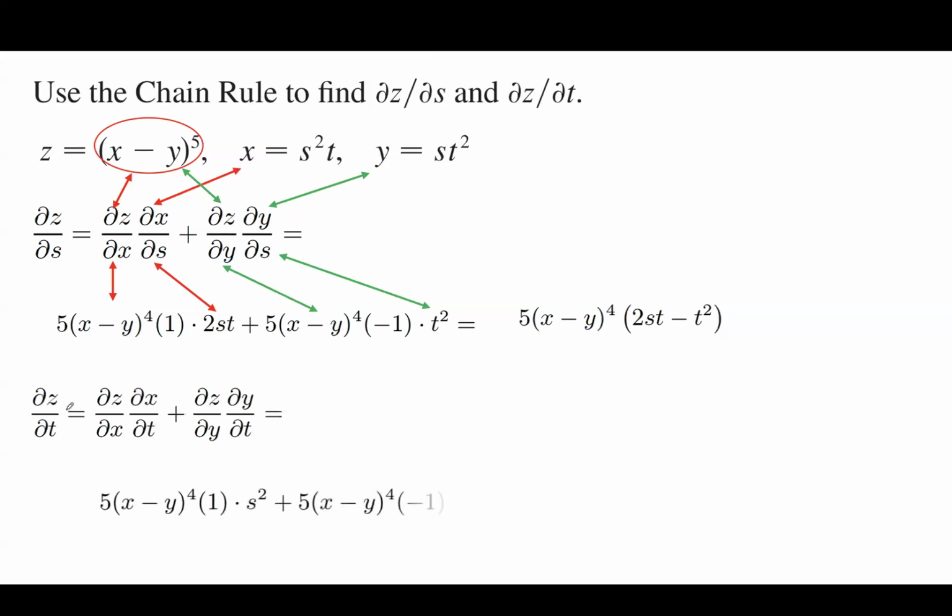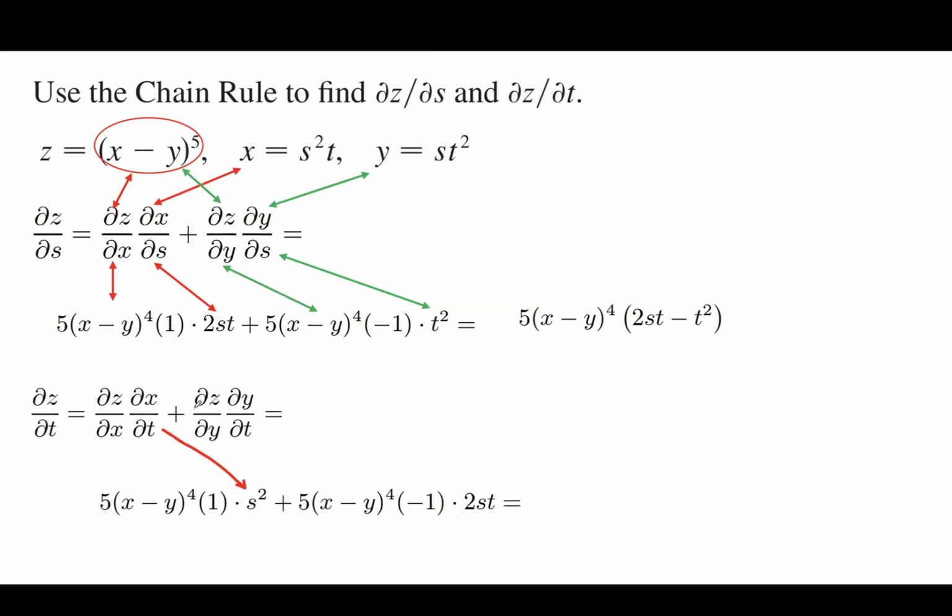Since we are taking the partial derivative of z with respect to x, this is exactly the same as what we did before. So you end up with 5 times (x minus y) to the power 4 times 1. But here, what you need to notice is now you're taking the partial derivative of x with respect to t. When you're taking the partial derivative of x with respect to t, you end up with s squared.